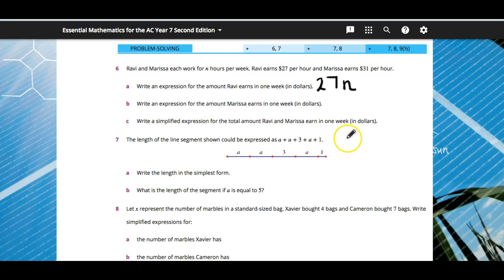So for Marissa, see if you can write down what hers would be. So if you had 31n, well done. And then write a simplified expression for the total amount that they earn. So we have 27n for Ravi and 31n for Marissa. Now, because they're like terms, we can add them together. So 27 plus 31 gives you 58n. So if you were, I suppose, their employer and you had to work out how much money you needed to pay them both, you would just tally up their hours and multiply it by 58.